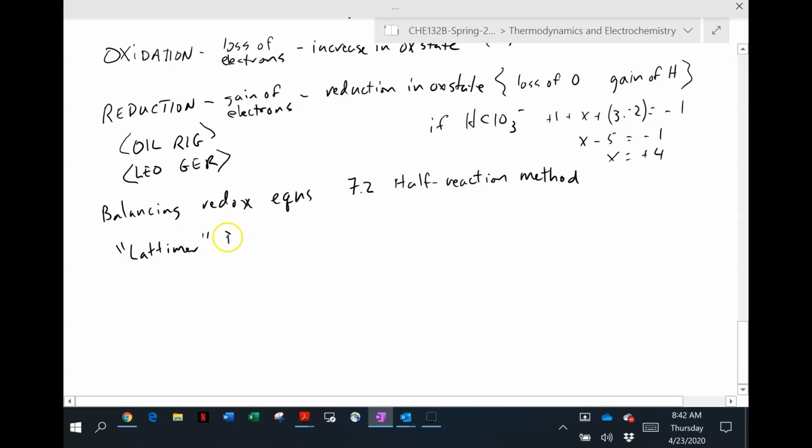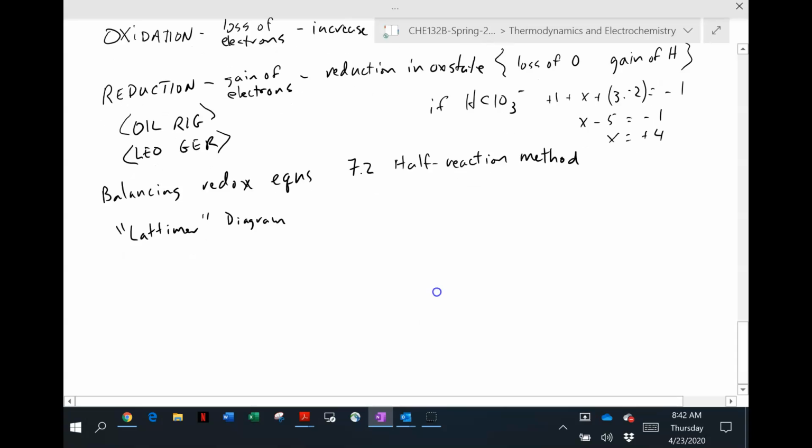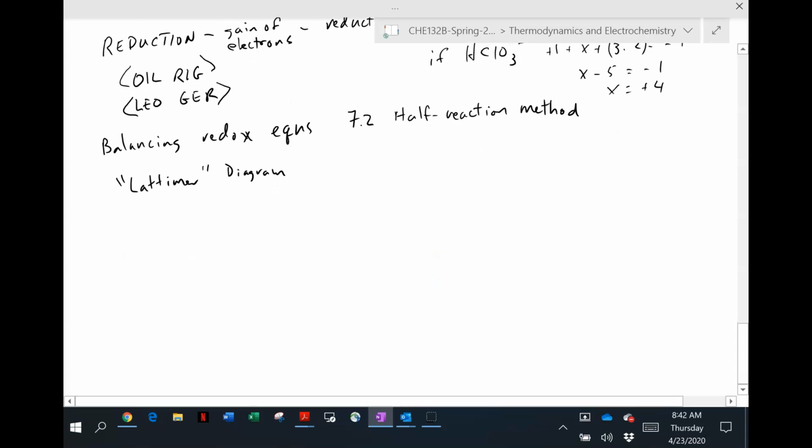Latimer diagram is a term that gets used differently by different people, but what we're going to do is take our reaction and identify those half reactions in that reaction accordingly. So let's take a reaction that we use in the lab in Chem 111 and Chem 1.